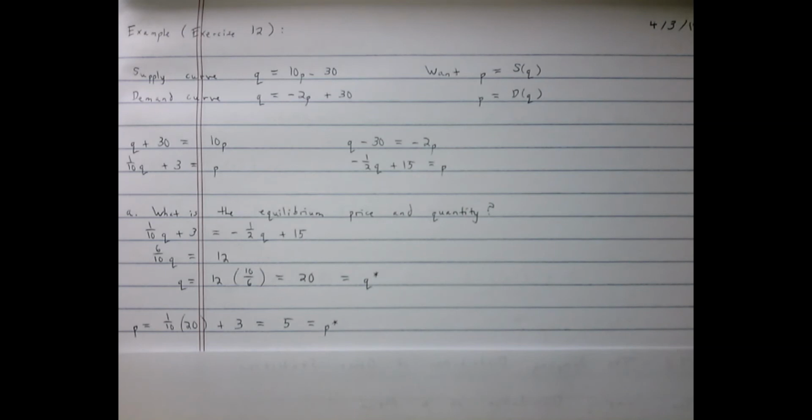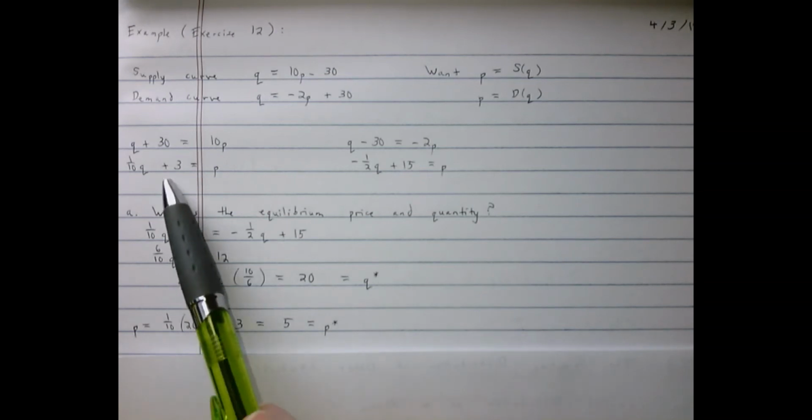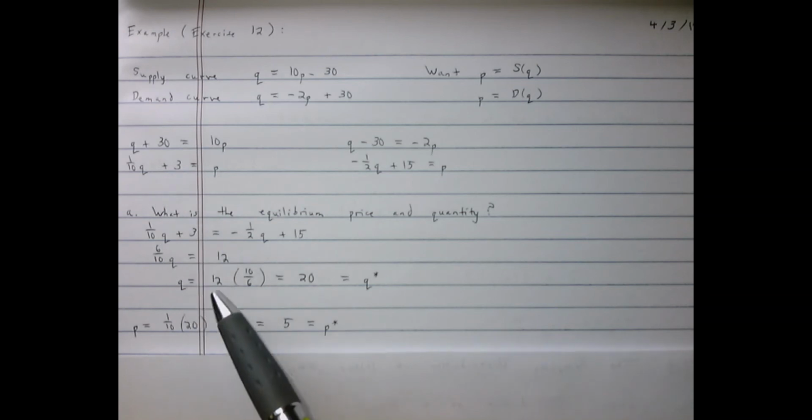Once we have Q star, we can go back to either one of the equations, the supply equation or the demand equation, and plug in that value, Q star equals 20. So I've gone back to this equation here, and I'm going to plug in Q equals 20. We end up with 1/10 times 20 plus 3. This is equal to 5. And that's our equilibrium price, which we'll label P star.